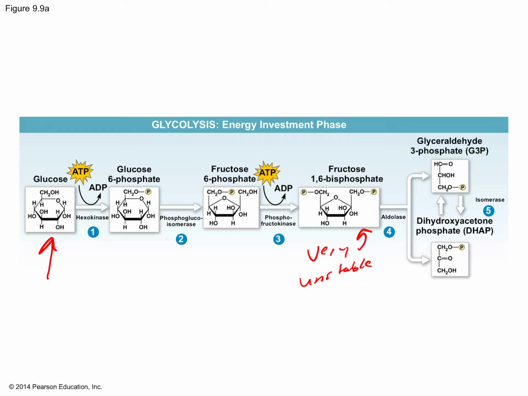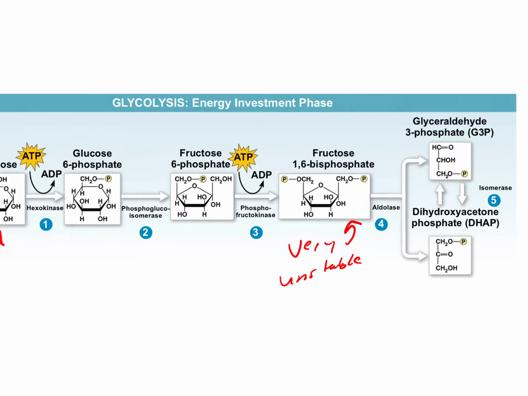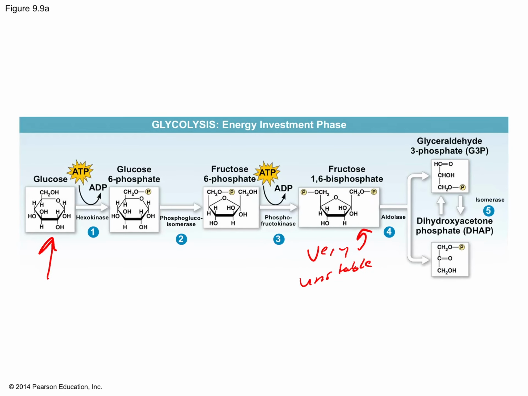But there's a problem here. The problem is that we now need to go into the energy payoff phase, the second half of glycolysis, but only G3P is compatible with the second phase. DHAP is not compatible. So if there's not some way to fix this problem, right there we've lost 50% of the energy that we have here in these 2 molecules, in the sense that 50% of the energy is tied up into a dead end. It's tied up into a molecule that can't be used in the energy payoff phase. But there's a fix for this.